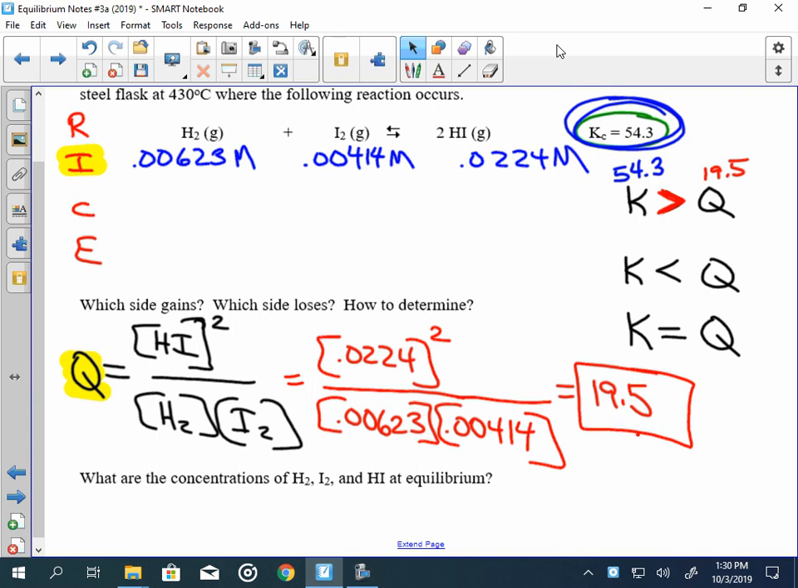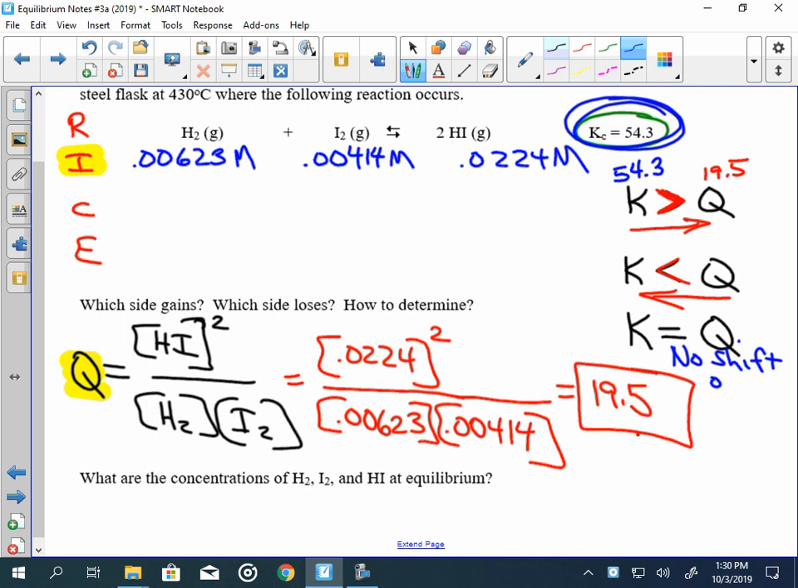And I said, so hold on. You want me to think of this as like an arrow? Yes. So if K is greater than Q, the system is going to shift to the right. If K happened to be less than Q, it's pointing in the left direction. And if you're like, all right, but what if they're equal? There's no shift because you are already at equilibrium. So it'll point you in the direction. The only thing I would add to your notes here would be if K is equal to Q, no shift occurs.